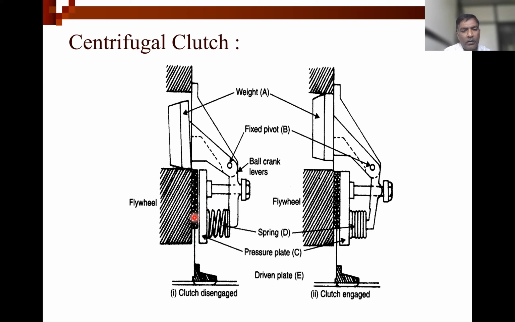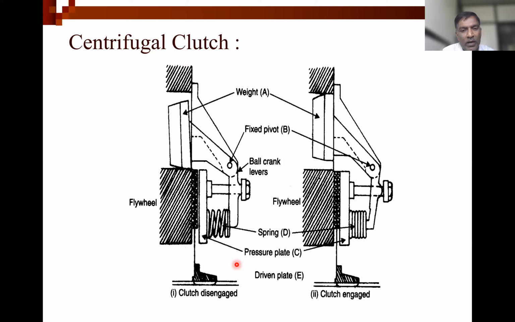So flywheel, this is the friction plate, this is a sectional view, half part is shown, this one is the hub, and this is the clutch plate or the friction plate, and this one is the pressure plate. And this you can call a bell crank lever, and this is the weight. So you can see this figure. The centrifugal clutch works on centrifugal force.